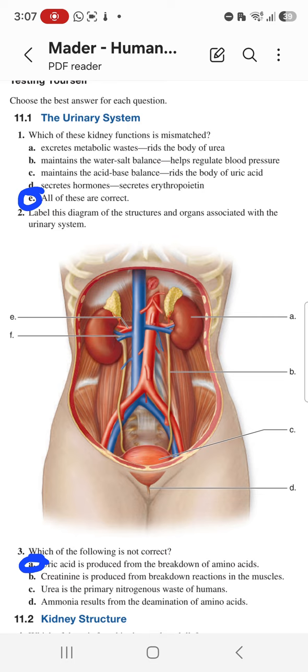Uric acid is produced from the breakdown of purines like adenine and cytosine, and their breakdown is what releases uric acid. Question number, let's go down.